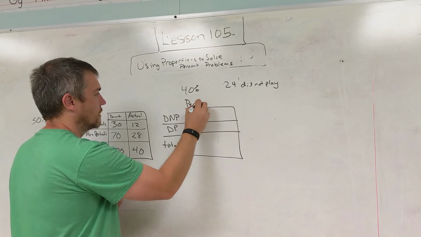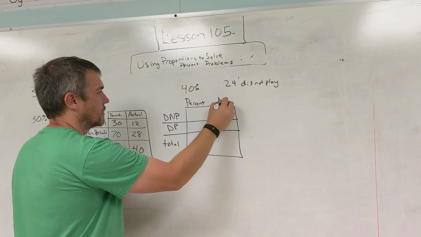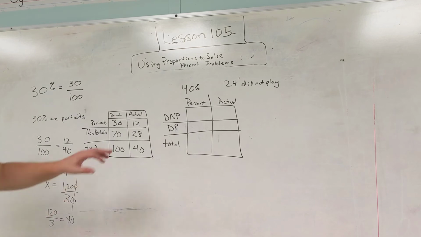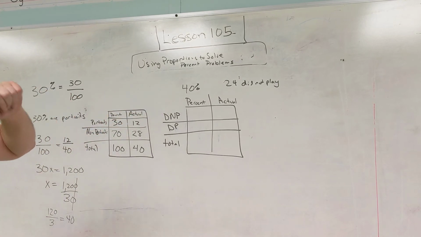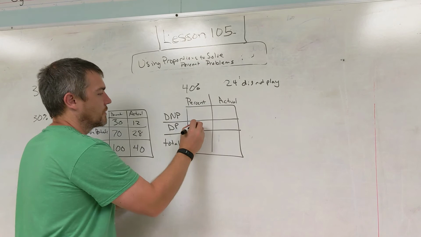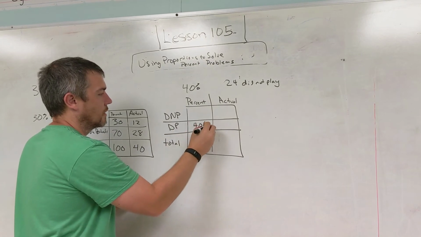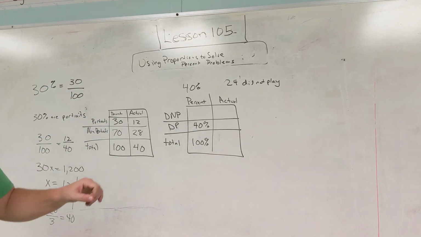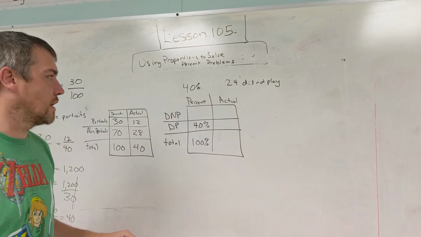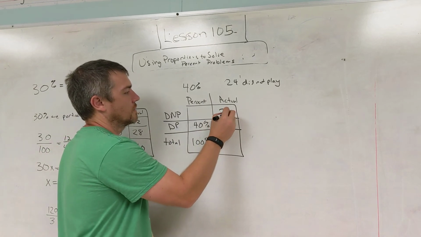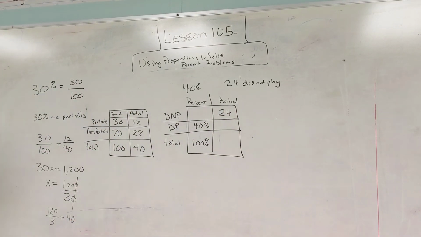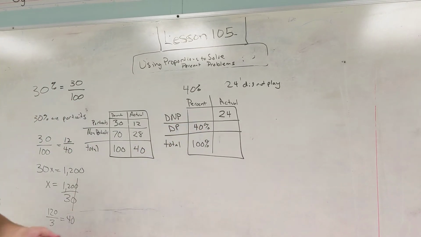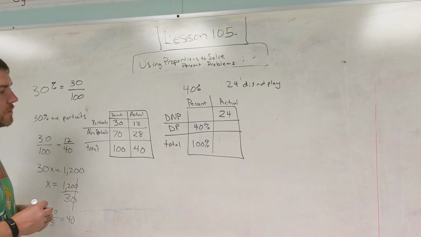This is our percent, and this is our actual. According to our book, we've got 40% that played, so 40% did play out of 100%. And this is where they're trying to trick you up. The answer that they give you is 24 did not play. It's kind of one of those mystery boxes where you're trying to fill in the data. You have some of the data that you need and you don't in other cases. It's kind of like playing the game Clue. You've got to figure out what you're missing.